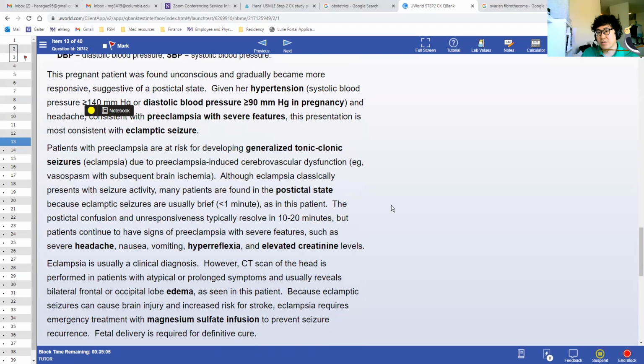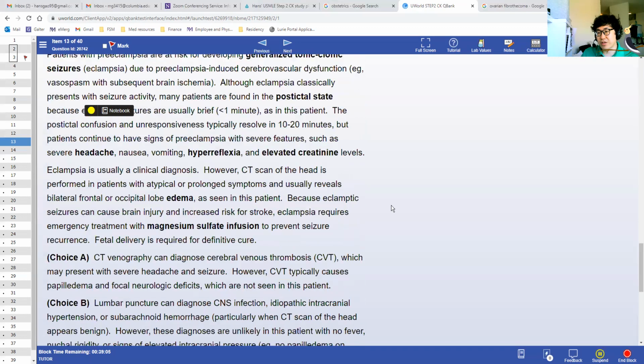Post-ictal state, severe headache, hyperreflexia, elevated creatinine levels. Eclampsia requires magnesium sulfate. All right. It's not cerebral venous thrombosis, which can cause the same thing. However, CVT causes papilloedema and focal neurological deficits.